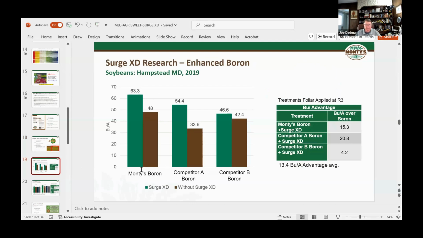Here's just a quick look at adding Surge. We added it to enhance boron. And you see in this trial how, in all the green bars, Surge increased the uptake of boron tremendously. And over to the right, you get to see how many bushels it added to different products, even when adding it to our competitor's product.